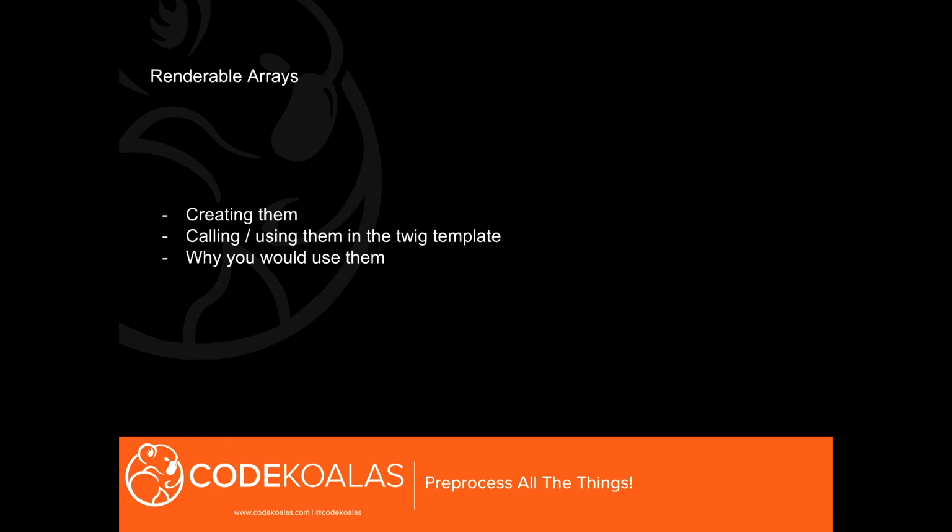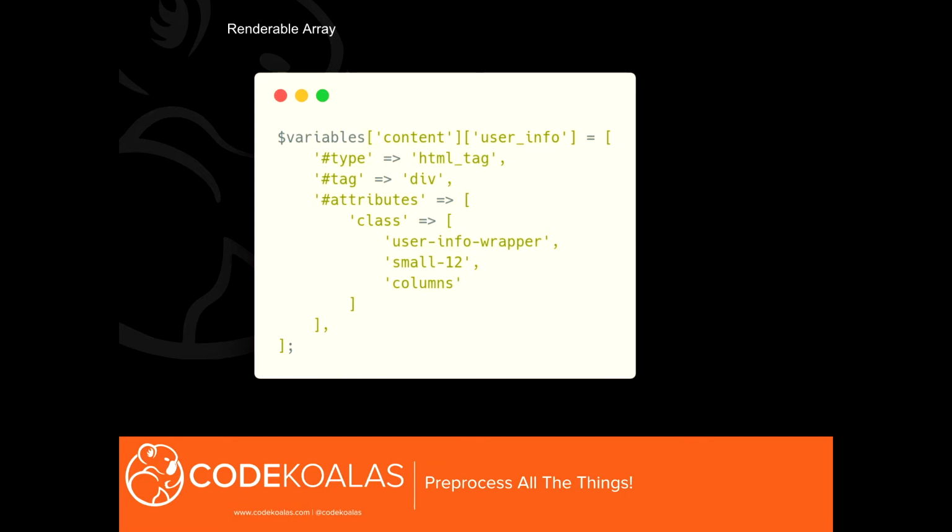So next. This is a render array. This is what they look like. This is one I created. So you have the variables content array, and inside that I defined this new array called user info. And render arrays usually take this kind of structure. So you tell it what type of render array it is. Oh, this is an HTML tag. So then I can tell it, oh, it's a tag. Well, it's a div. Or you could say it's a header element.